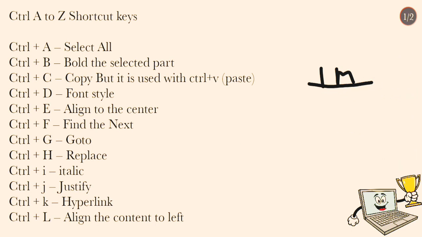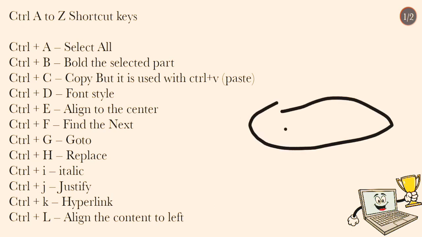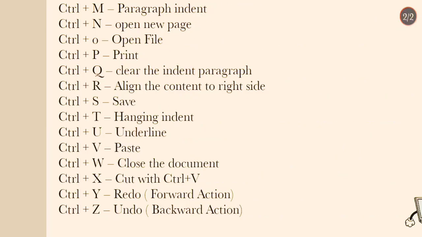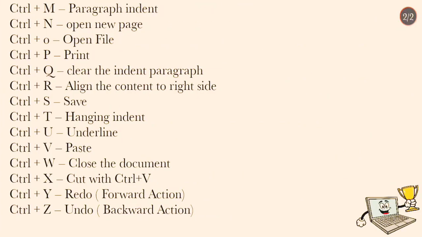Now Control plus K, it is used to add the hyperlink. If you select that link, then it will take you to another page. Now Control plus L, that aligns all the content to the left side. Now Control plus M, that is the paragraph indent.